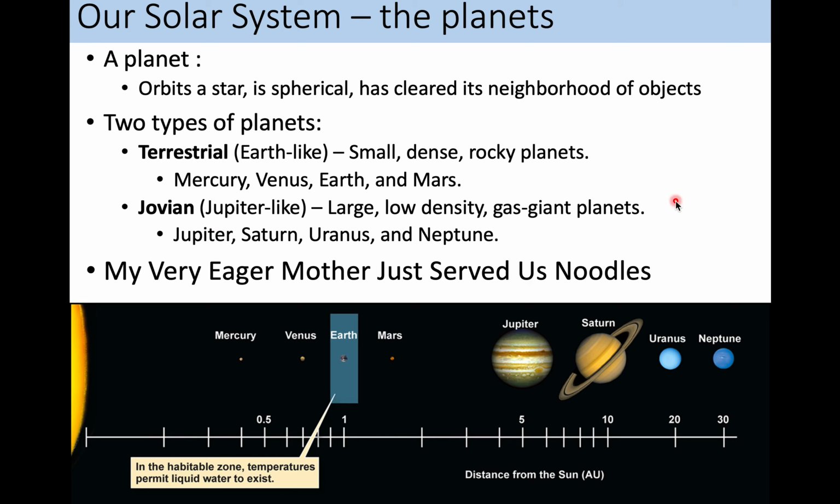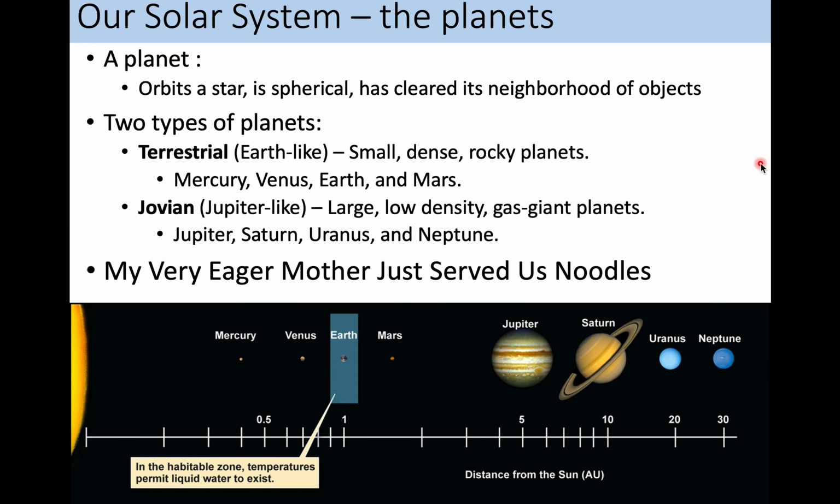So if you need help remembering the order of the planets, you can use this little cheat here. My very eager mother just served us noodles. So Mercury, M, Venus, V, Earth, E, Mars, M, and then Jupiter, Saturn, Uranus, Neptune. That is a good way to try and remember the order of the planets. That is definitely something you're going to want to know early on in the class, the order of the planets from the distance from the sun.